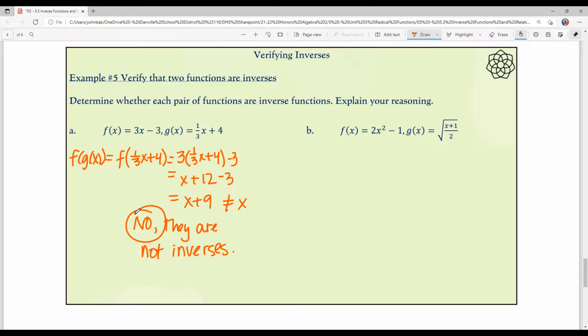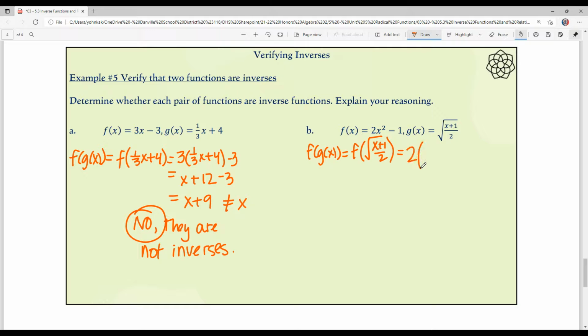All right, let's take a look at this last one. f of x equals 2x squared minus 1, and g of x equals the square root of x plus 1 over 2. So let's check f of g of x first. Leave the f alone. Replace g of x with square root of x plus 1 over 2. Now go to the f function and replace the x with square root of x plus 1 over 2.